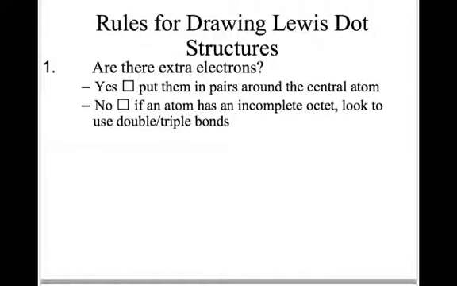So the next thing that we want to look at is, are there extra electrons that we need to put into the structure? If the answer is yes, we need to, actually this box should be an arrow, we need to put them in pairs around the central atom. If the answer is no, if an atom has an incomplete octet or does not have 8 electrons, we need to look to use double and triple bonds.